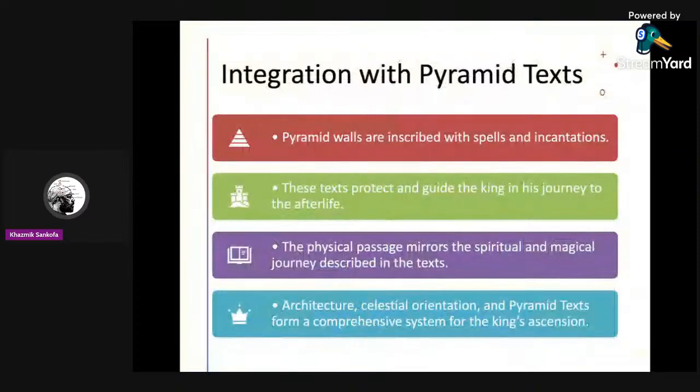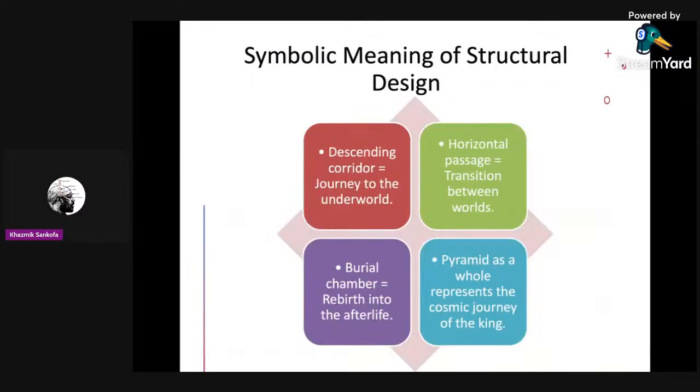Now, pyramid walls were inscribed with the literature and the text to protect and guide the king in his journey through the afterlife. It's kind of like if you've ever been to a past life regression or a hypnotherapy session, and the hypnotherapist is guiding you through the trance, through a past life. That's what it's like. And the physical passage mirrors the spiritual and magical journey described in the text.